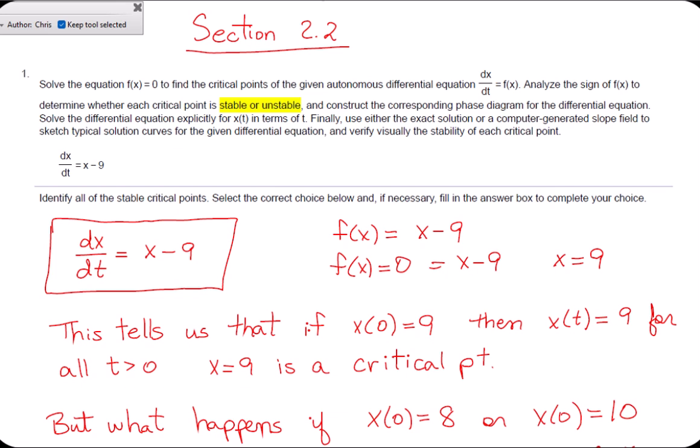Welcome to section 2.2, differential equations.